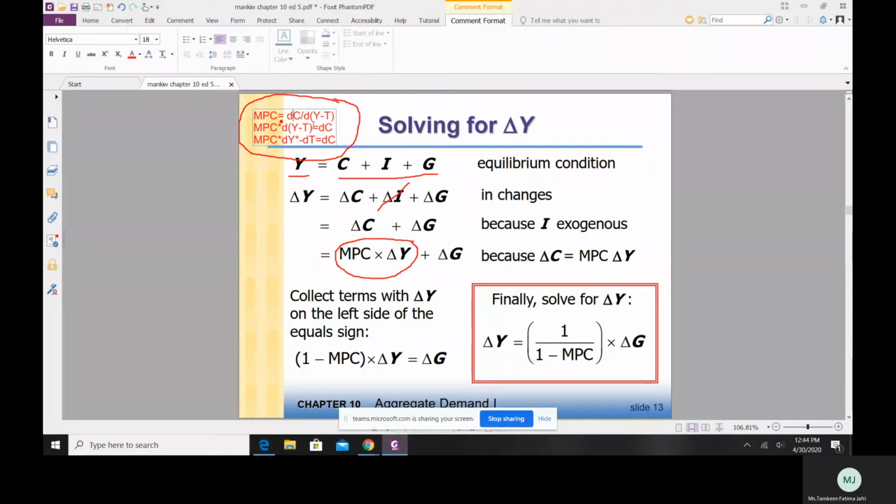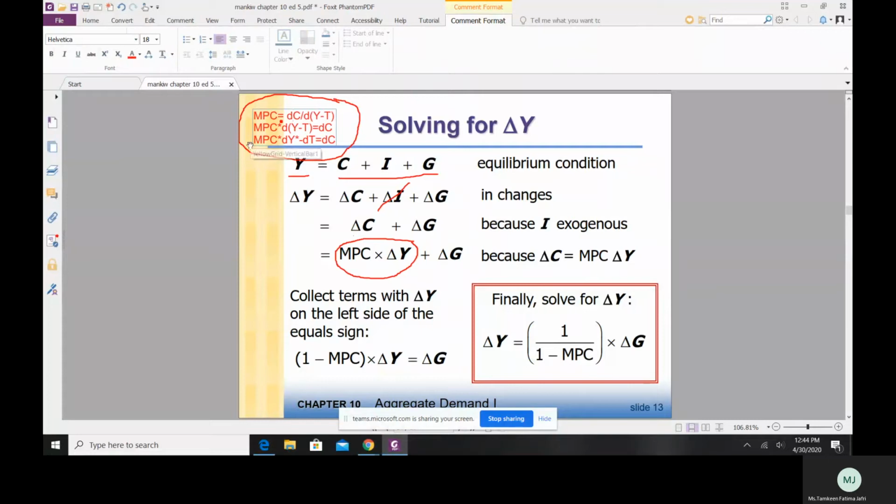देखिए, I can rewrite this equation as follows. It's MPC times the change in disposable income. This is equal to change in C. ठीक है, तो ये जो denominator term है इसको मैं left hand side पे ले गई हूँ. So this gives me equation 2.